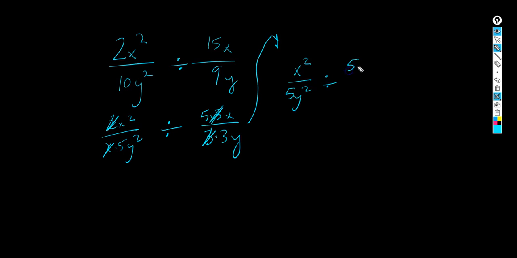5x over 3y. And now, when you divide rational expressions, you take the first one as it is, then you multiply it by the flip of the second one. And now these will go together into one fraction.